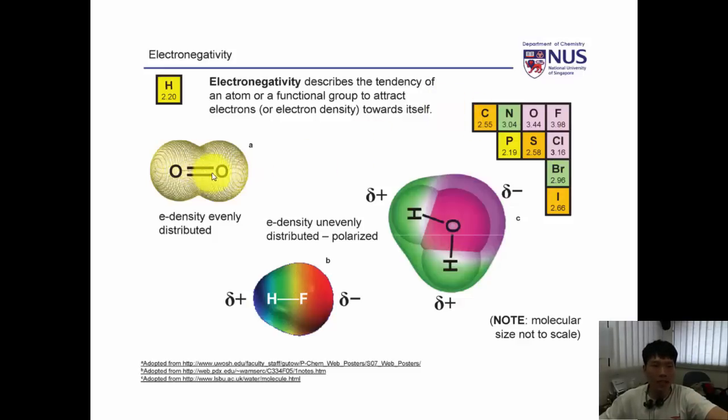For oxygen gas, this is how it looks. The electron density is quite symmetrical, evenly distributed. And for hydrogen fluoride gas, very harmful to us, electron density is unevenly distributed, so we call it polarized, because the electron cloud is not balanced, it's slanted towards one side, it's bigger. And this is the water molecule, again not very symmetrical.